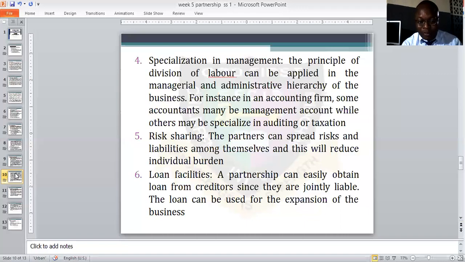So, loan facility. A partner can also obtain loan from creditors, since they can get loan from the creditors, and because they have many partners in, this loan can be used to expand the business. So that is by the time they get a loan.